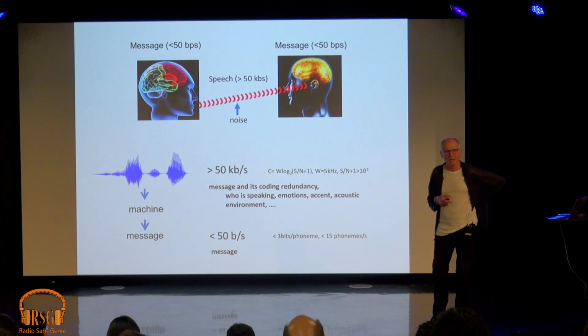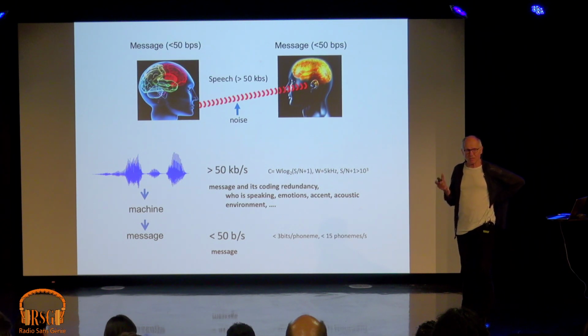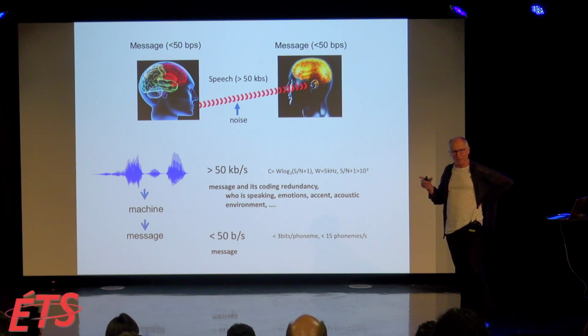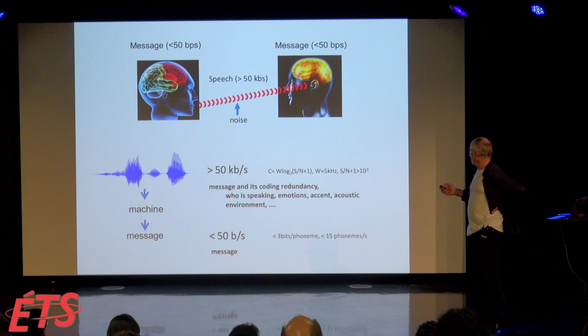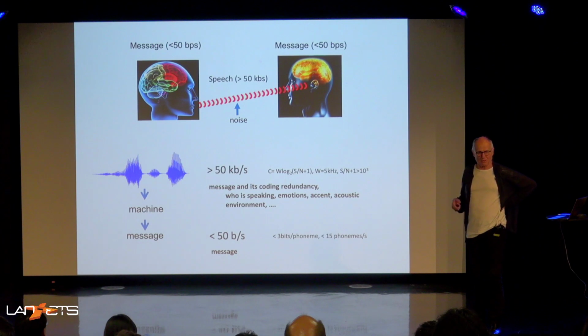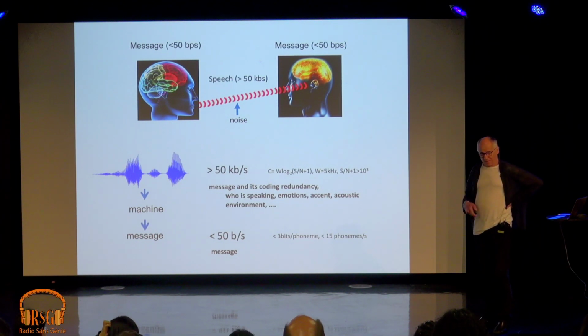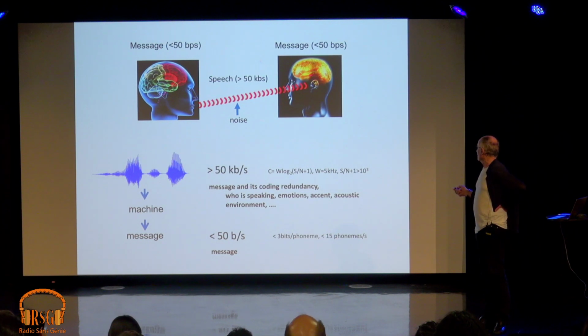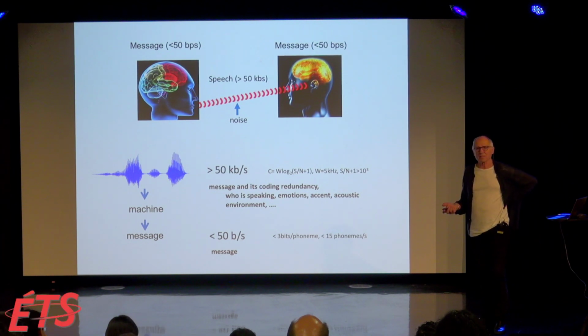speech processing. In speech processing, during a human communication, the person starts with a message. And the message, if you transcribe it in sequences of sounds, has a bit rate of less than 50 bits per second. But when it comes to speech, you need more than 50 kilobits per second to transmit it reasonably well. You can do a little mathematics here, which I put down on the slide, but I hope I don't have to convince you about that. The speech comes into the hearing system of the listener, and the listener can reconstruct the message, which has 50 bits per second.